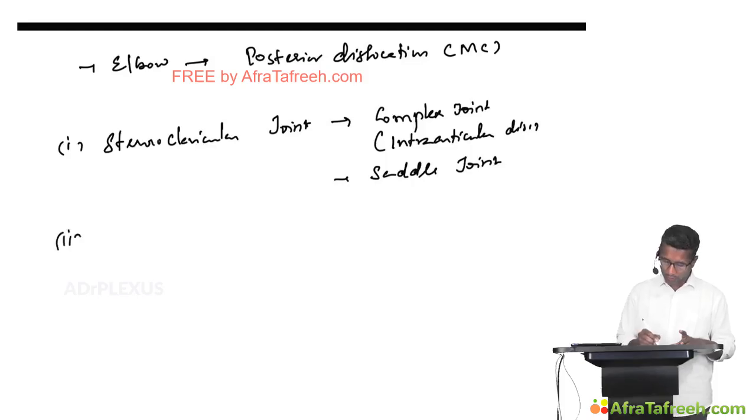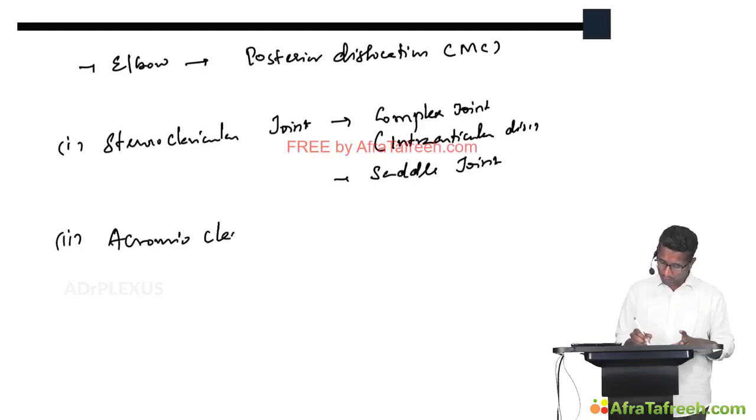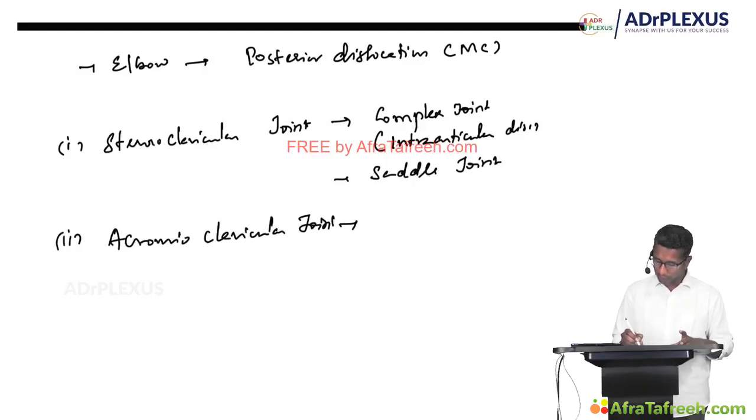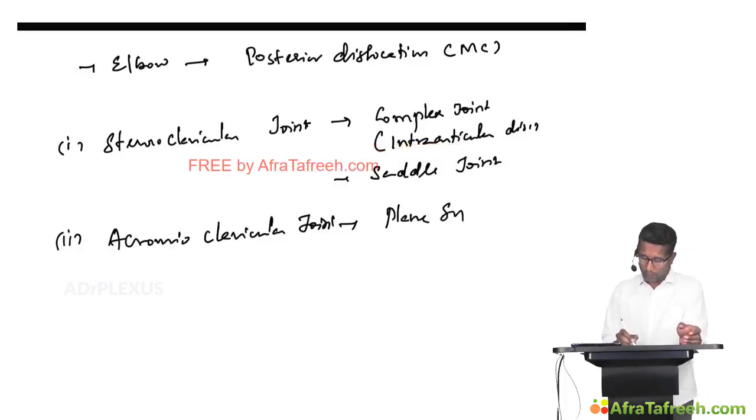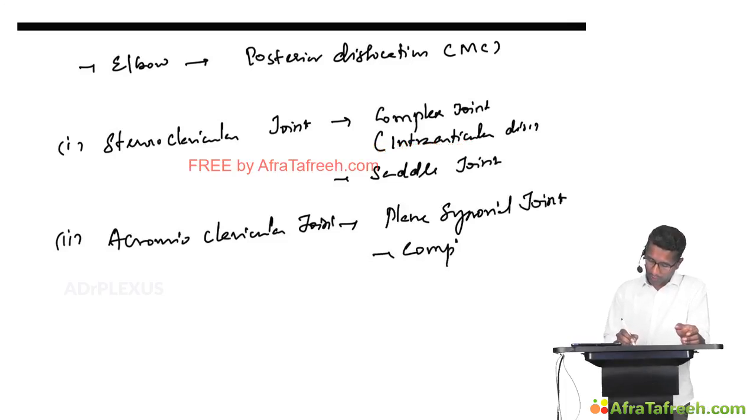Okay, the next joint in the shoulder region is the acromioclavicular joint. The acromioclavicular joint is a type of plain synovial joint. This is also a complex joint because it has got an articular disc within it. So this is a complex joint.